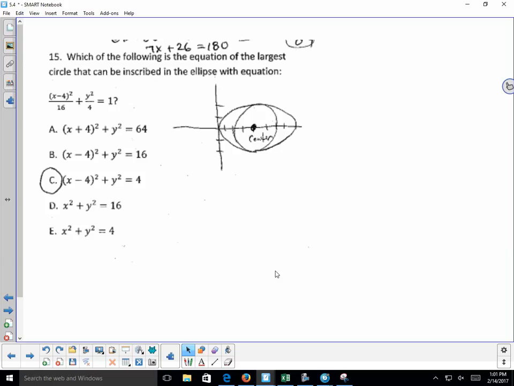And this quiz. Okay, so for this one, it says, which of the following is the equation of the largest circle that can be inscribed in an ellipse with this equation? So you're given this equation. Let's talk about ellipses in general. Let's back up. Let's talk about circles in general.